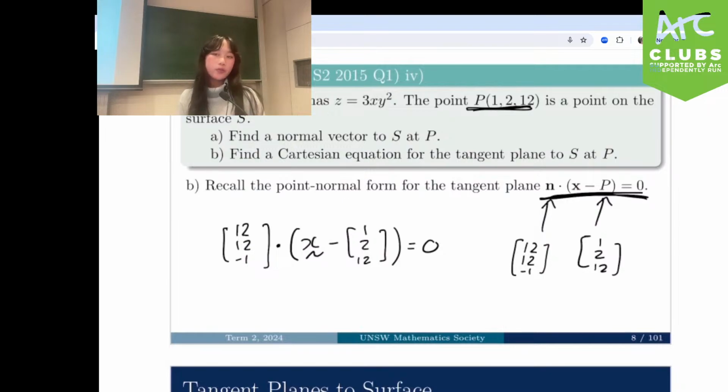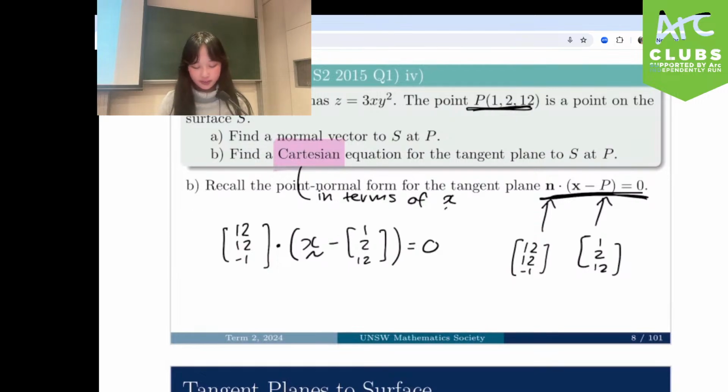But is that what we've been asked for? Have we been asked for a point normal form? No. We've been asked for a Cartesian form, right? So we've got to read the question to get a feel for what the question actually wants us to answer. So what is the Cartesian form of the tangent plane? Well, we want it in terms of the coordinates. Specifically, we want it in terms of x, not the vector x, just x itself.